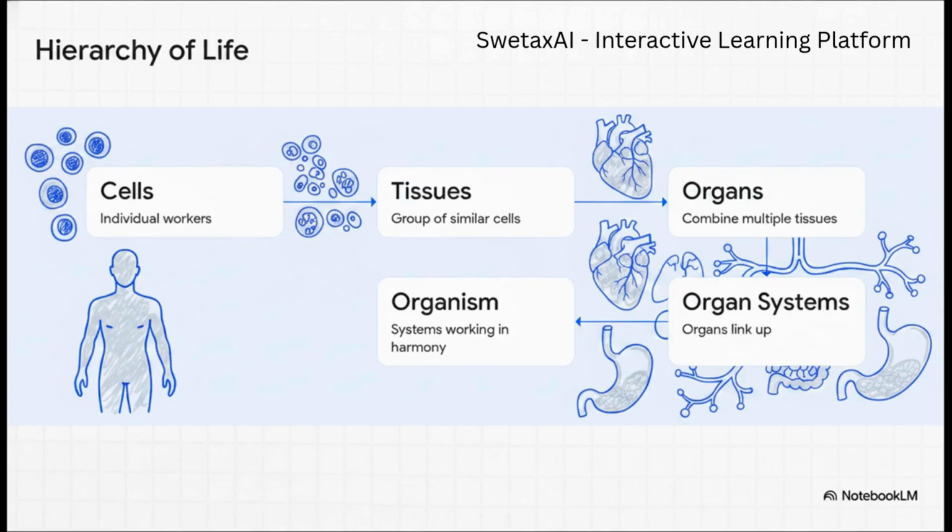Then multiple tissues combine in step 3 to build organs, like your heart or your lungs. These organs link up in step 4 to create organ systems, like your circulatory system. And finally, the whole shebang, all those systems working in perfect harmony, gives us step 5, the complete organism. By organizing this way, life establishes a brilliant division of labor that dramatically increases biological efficiency.